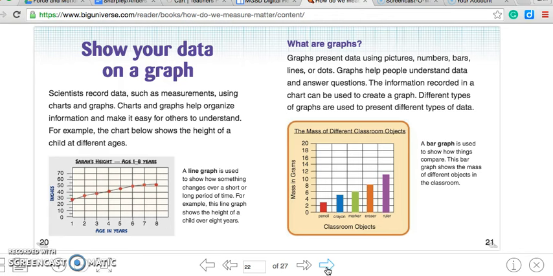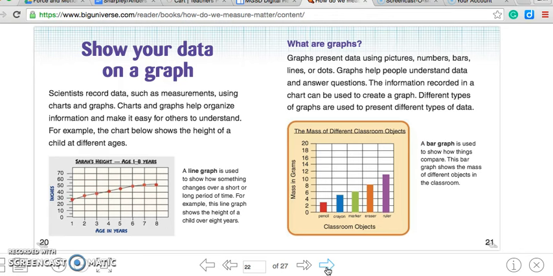A line graph is used to show how something changes over a short or long period of time. For example, this line graph shows the height of a child over 8 years. What are graphs? Graphs present data using pictures, numbers, bars, lines, or dots. Graphs help people understand data and answer questions.